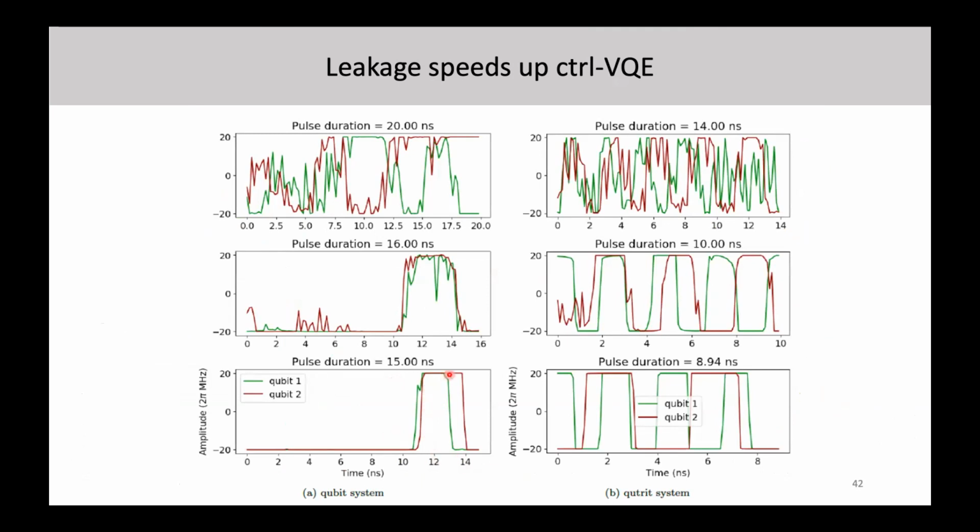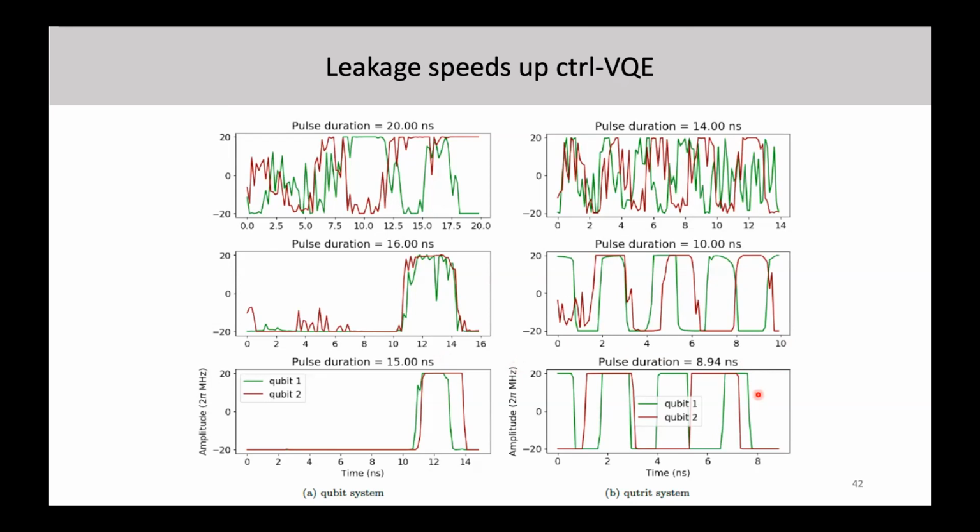And we find this bang-bang structure, but we find that the minimal pulse duration in which we can still find solutions is 15 nanoseconds in this case. But now if we include the 3rd level of each transmon and rerun the algorithm, we find that we can get solutions all the way down to below 9 nanoseconds. And then as we approach 8.94 nanoseconds, again, this bang-bang structure emerges.